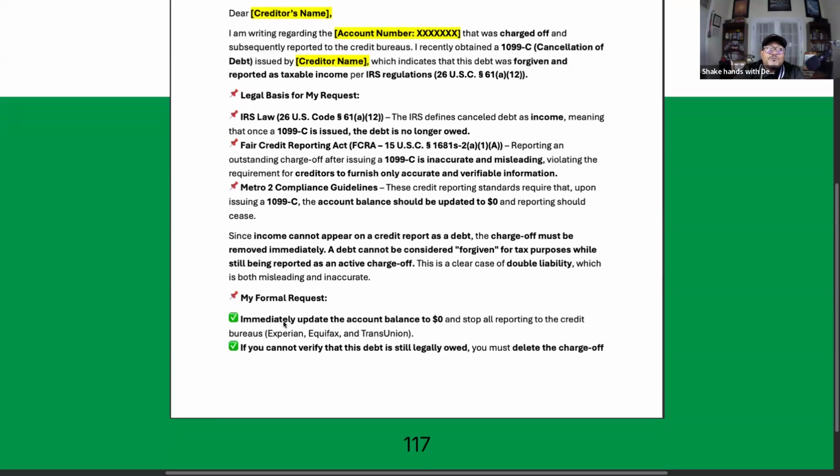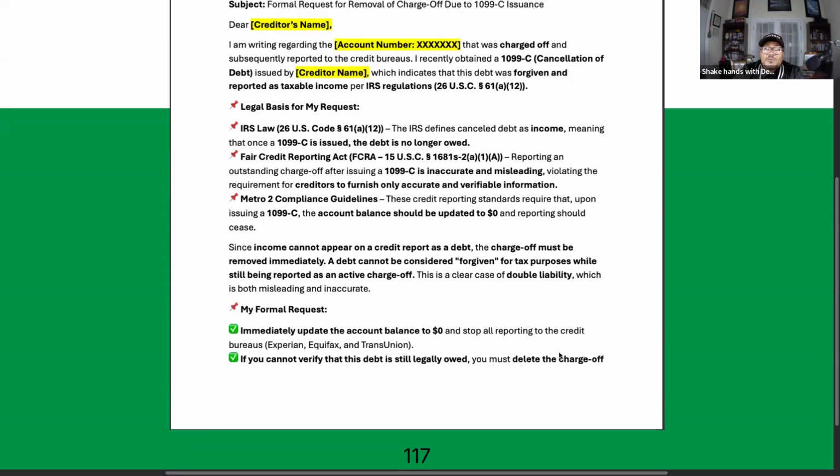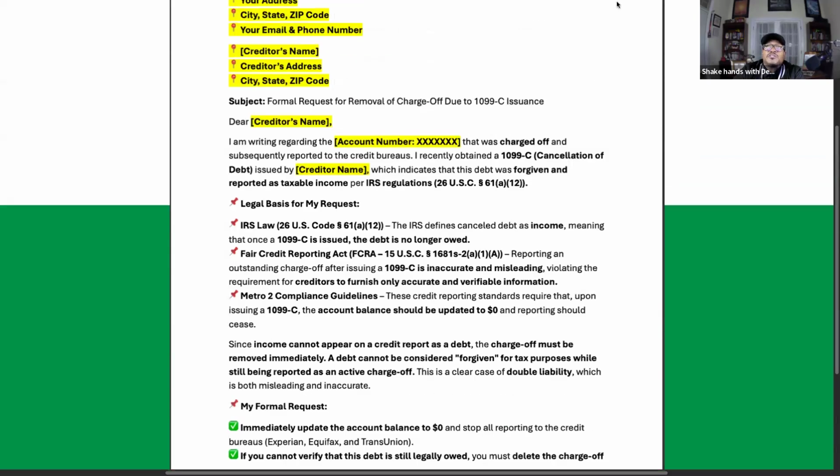So what am I doing in my formal request? Immediately update the account to 0 and stop reporting to the credit bureaus. If you cannot verify this debt and that it is still legally owed, you must delete the charge-off. Again, once you have the 1099-C, we already know what the answer is.